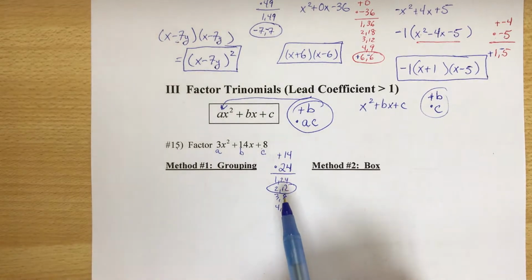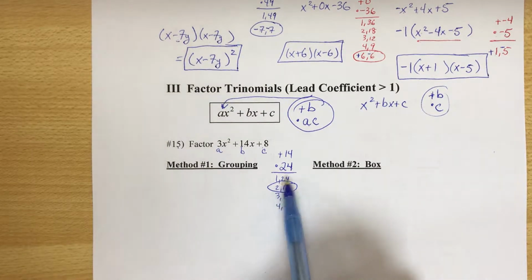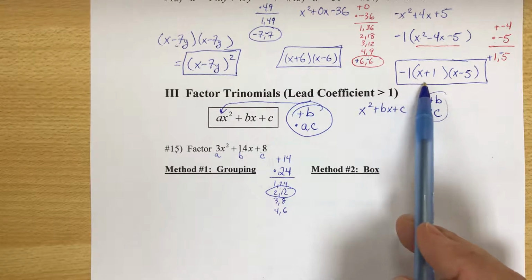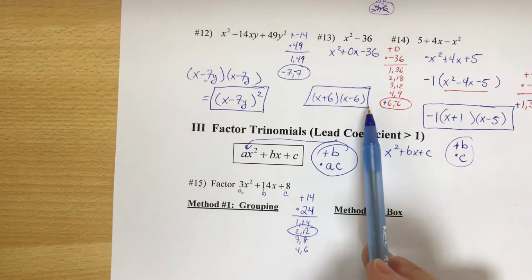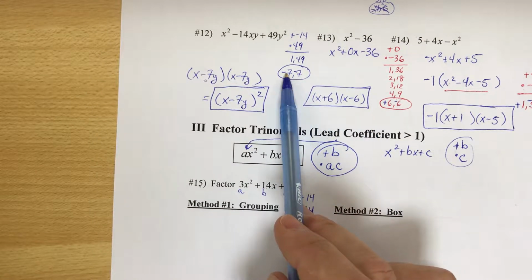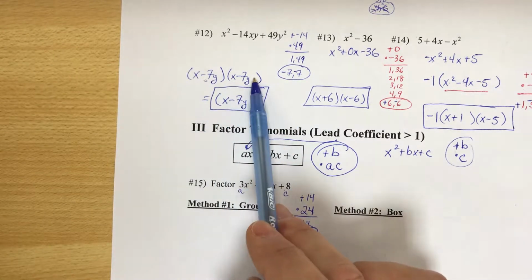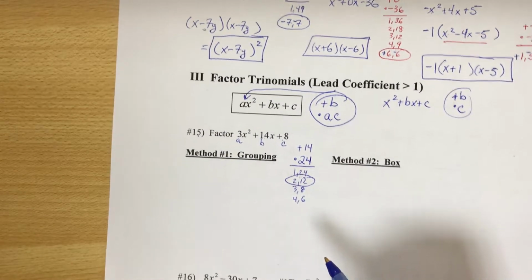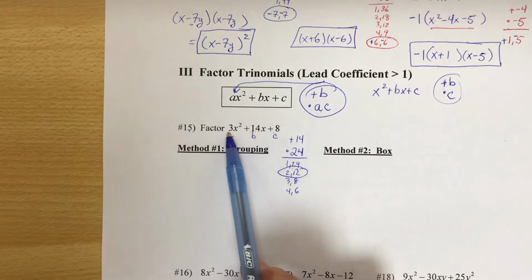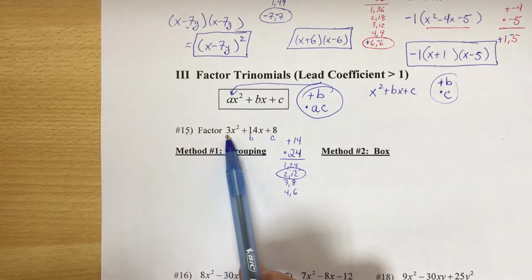Now here's what we're going to do. I cannot go straight to my answer like we did in the previous section, where we find our pairs and then immediately go to the parentheses. We're not going to be able to do that yet, and the reason is because of that lead coefficient. It's going to mess things up.